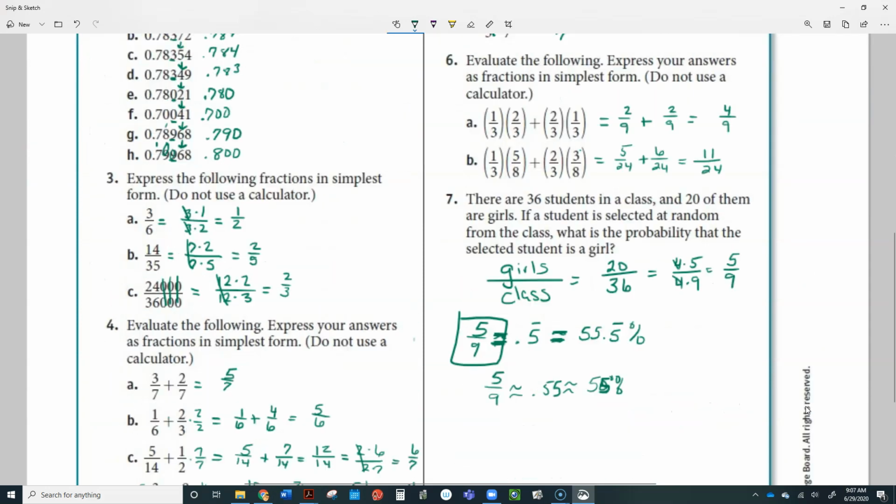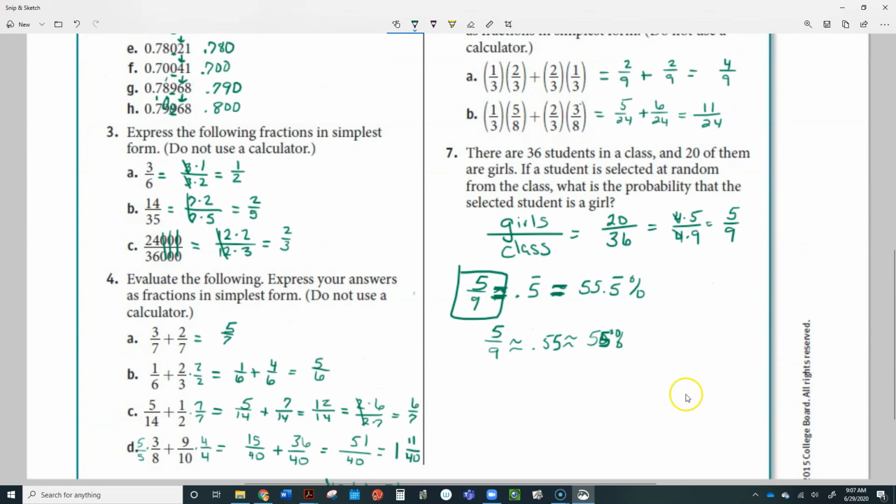Okay, lots of little fraction rules. So you got to be sure you know these fraction rules for Unit 6.